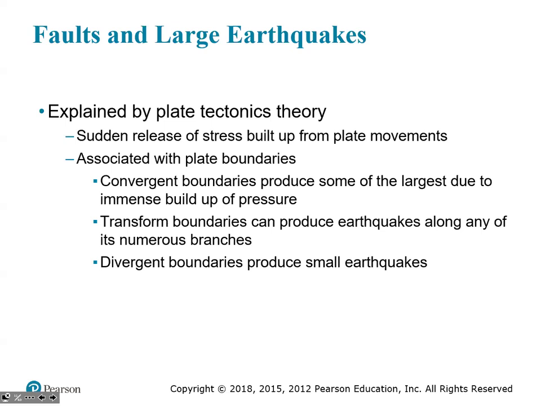So convergent boundaries produce some of the biggest earthquakes because of the immense buildup of pressure. Transform boundaries can produce earthquakes along any of their numerous branches. And divergent boundaries generally produce small earthquakes because there's not that pressure buildup, because they're separating apart instead of coming together or sliding side to side.